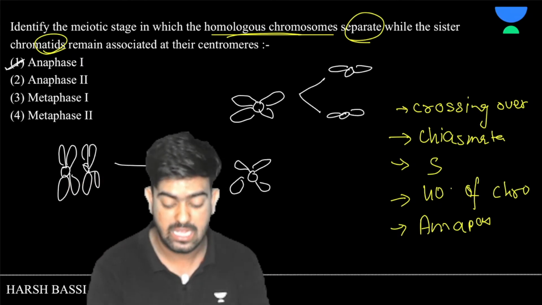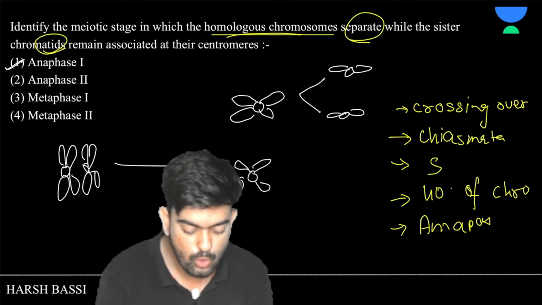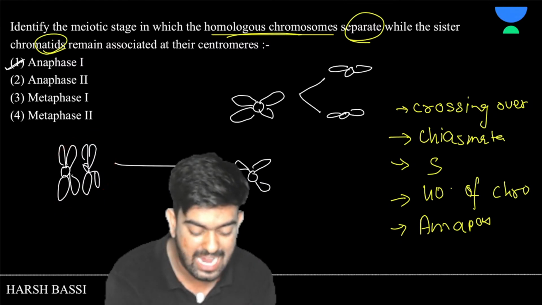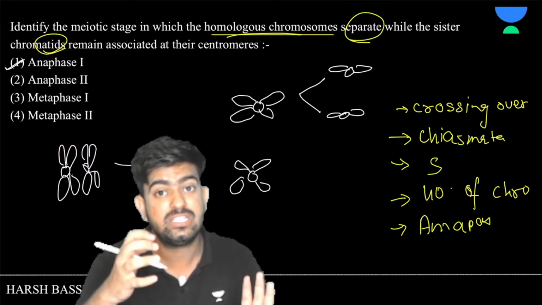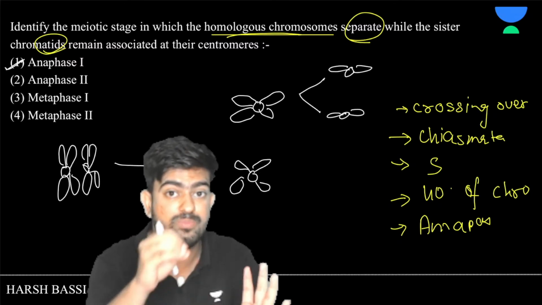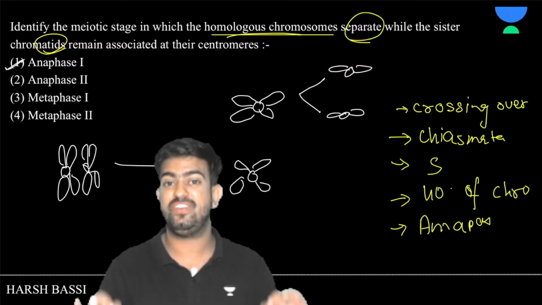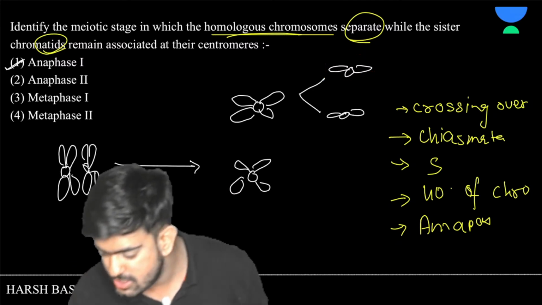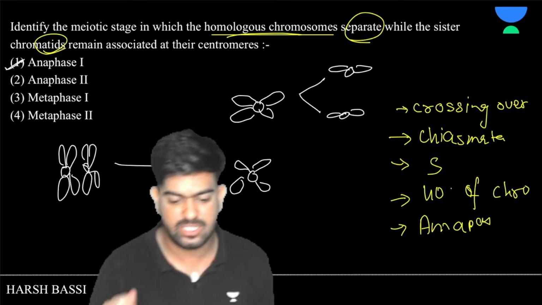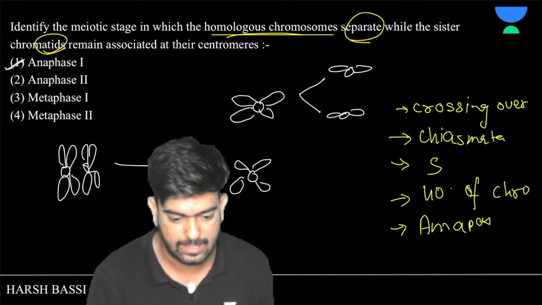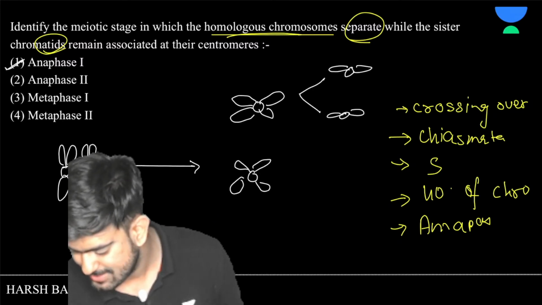It's just asking in which stage homologous chromosomes were separated. So homologous chromosomes were separated in anaphase 1. If they had said in which stage the homologous chromosomes having the sister chromatids are separated, then it would be anaphase 2. Clear? Any doubts in this question? Tanish, review on point. If you have any doubts, let me know in the comment section very quickly.